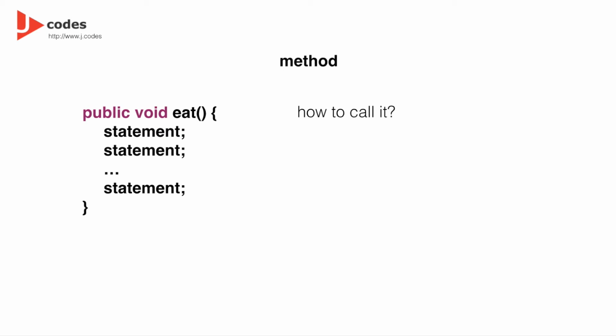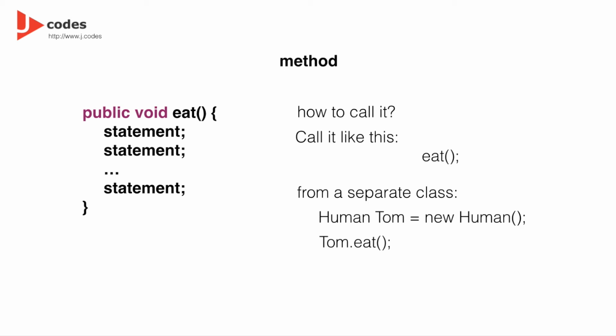How do we call this method? Inside of this class, you can just simply call it like this. To call it from a separate class, you have to instantiate an object, then use the object to access this method. Here's an example of how to create a human object, Tom, then access the eat method of Tom.